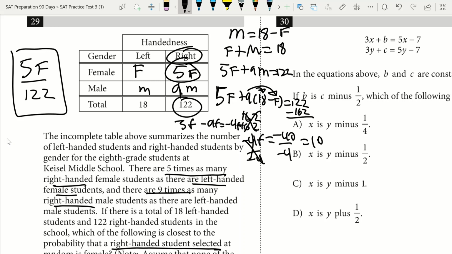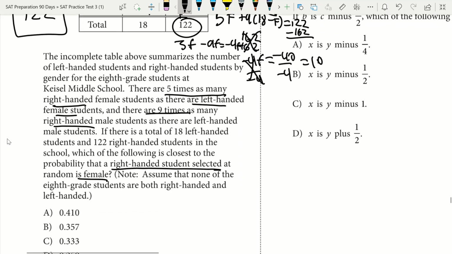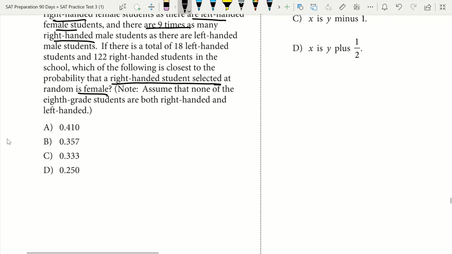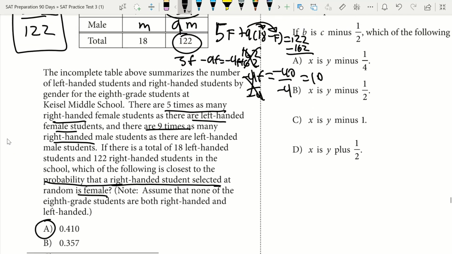I know I have to multiply this 10, my number of female students, by 5, put it over 122, and then find it as a decimal. So that's going to be 50 over 122, and that's going to be 0.41. So the correct answer there is going to be A. That's our probability. So the probability a right-hand student is female is going to be 0.41. That one right there is not too bad.